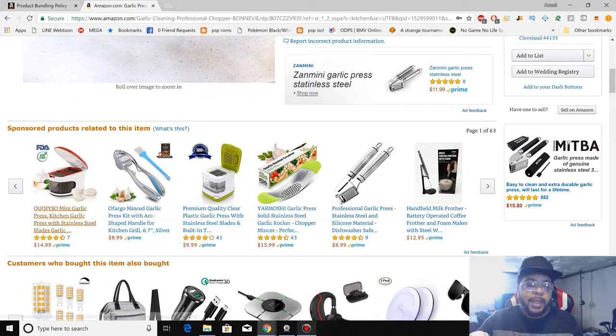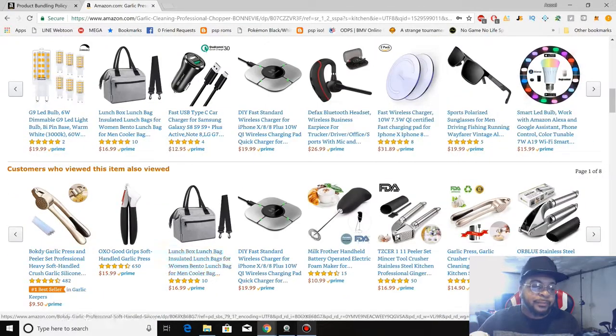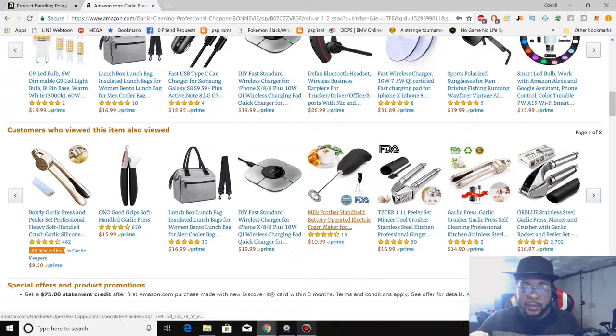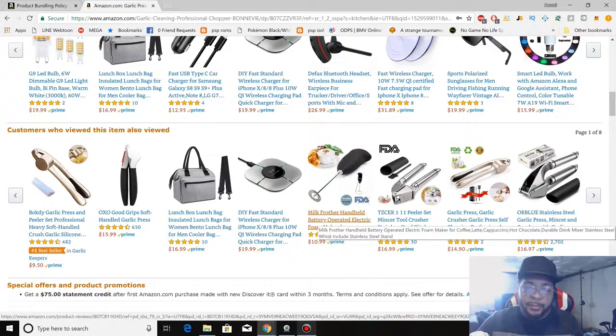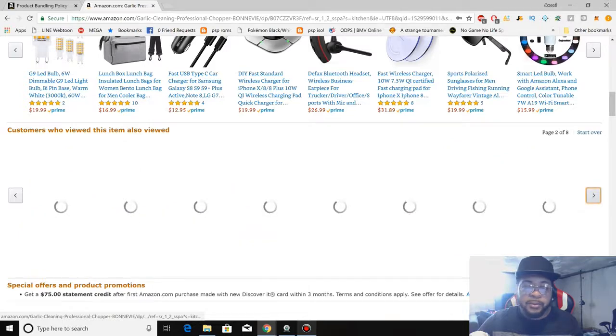We'll go and look here and see what else. Like this guy here has his kit. We can look at that. This will give us some ideas of what we can throw in with it. And we can also look and see, okay, these people are getting a milk frother handler, and we've got more stainless steel kits.